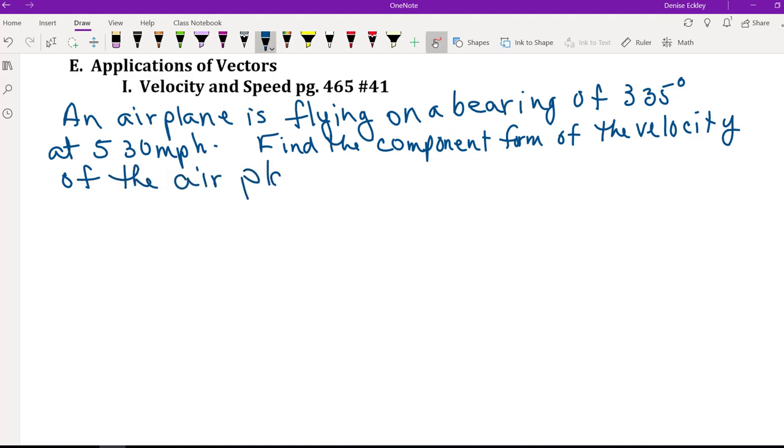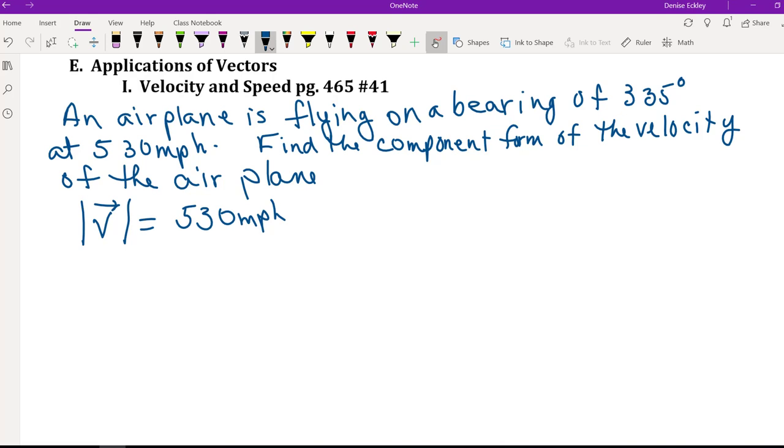So really, this isn't that much different than what we did before. The first thing we want to realize is we're given its speed. So with that, we know that the magnitude of the velocity is going to be 530 miles per hour. So that's the first thing we have. The next thing we have to do is figure out the actual angle. Remember, theta isn't just any angle given, it's the angle made with the x-axis.